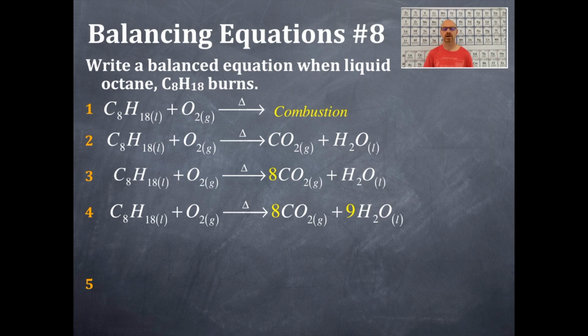Okay, so now I'm going to check and see how many oxygens I have on the product side. So how many oxygens do I have right here? That's an 8 times a 2, and that gives me 16. How many oxygens do I have right here? That's 9 times a 1, that's 9. Now I'm going to sum up the 16 and the 9, and I'm going to get 25.